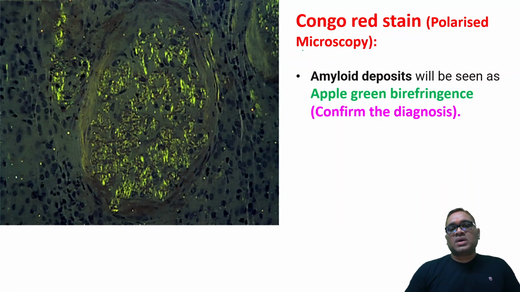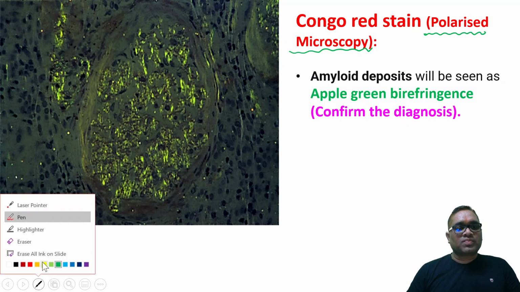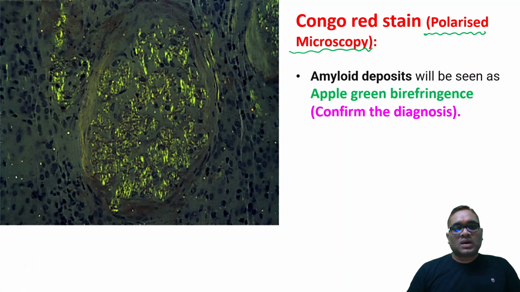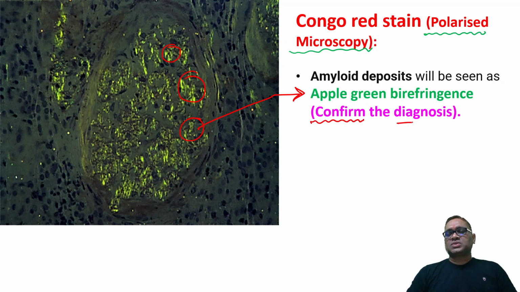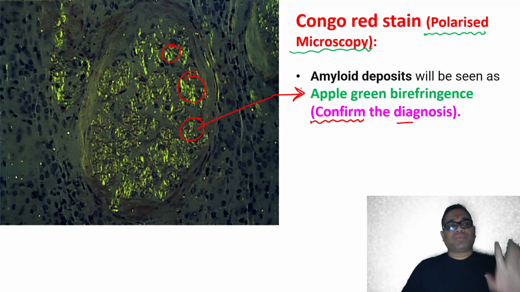How will we confirm? We can confirm by using polarized microscopy. When we use polarized microscopy, you will observe this color, and that is called apple green birefringence. So this apple green birefringence will confirm the diagnosis of amyloidosis, right? Now you can understand Congo red staining with polarized microscopy will give you confirmation of the diagnosis, which will look like apple green birefringence.